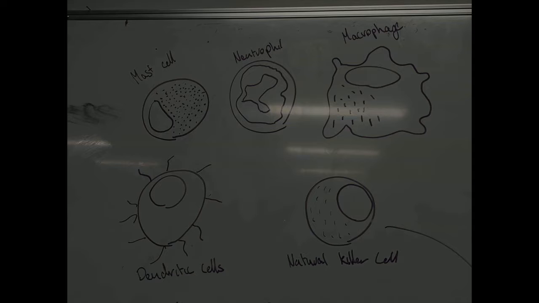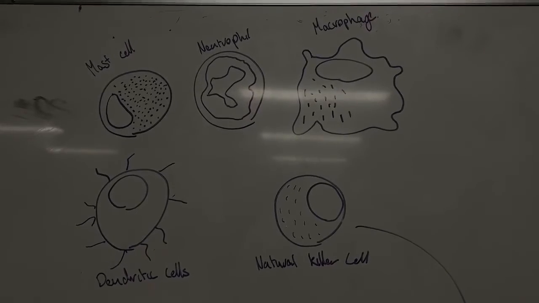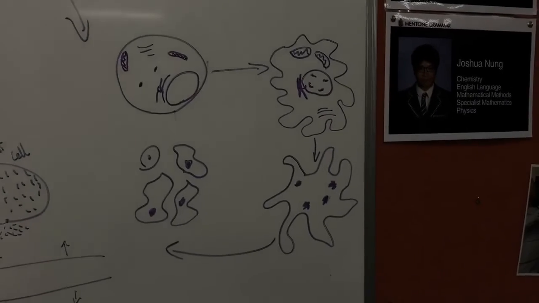Natural killer cells detect foreign material and secrete death ligands to induce apoptosis in the infected cell, destroying the cell and infected agents.